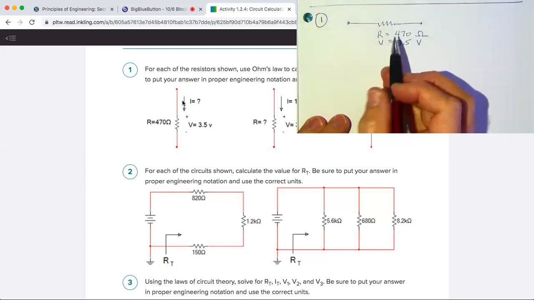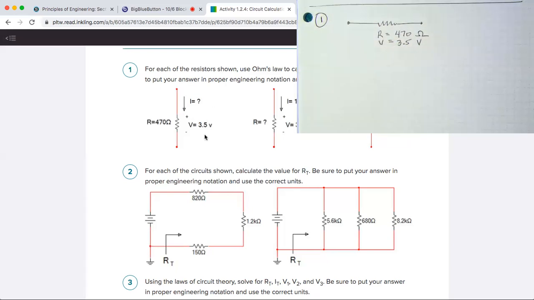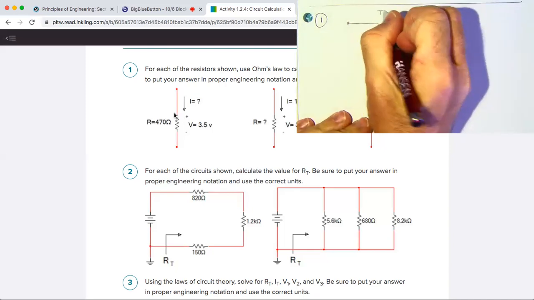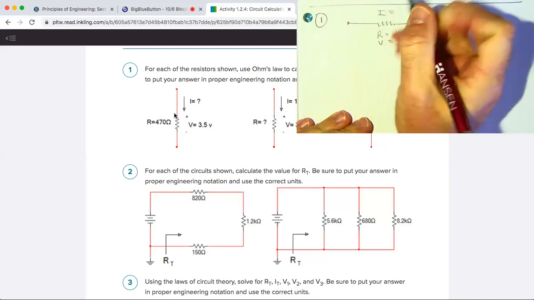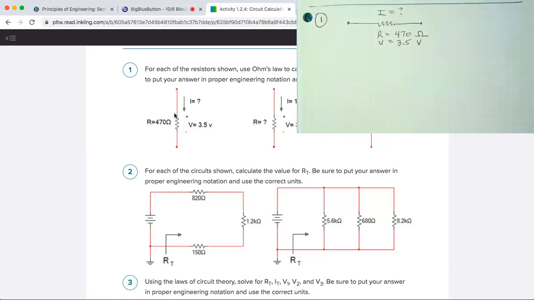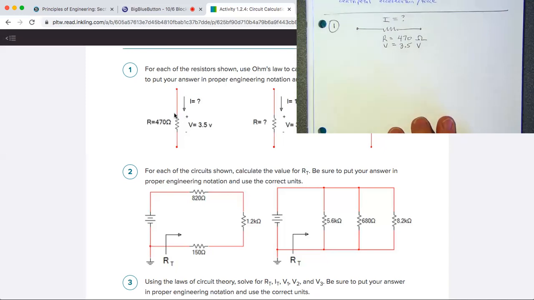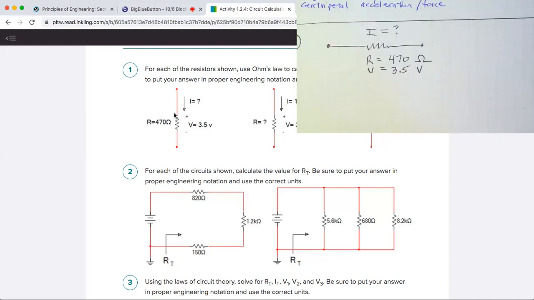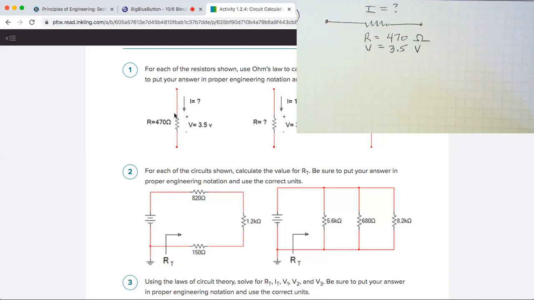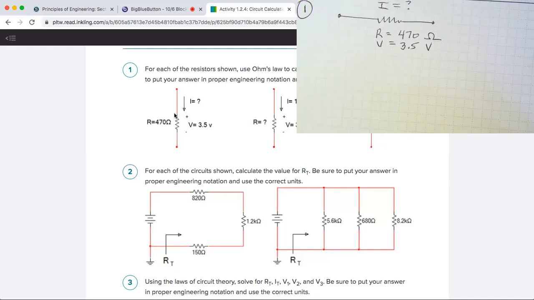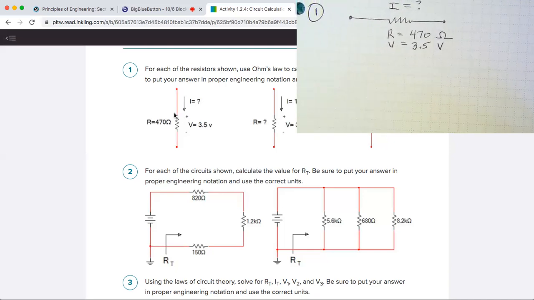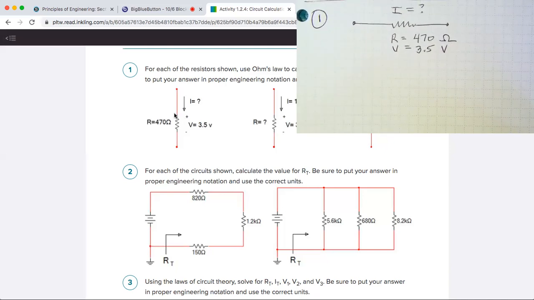And so what they're asking for here, I guess I can't point over here if you can see that. They're asking for I. I is the current. I don't know why the variable for current is an I. The variable for resistance is an R, and the variable for voltage is a V. And so with this, I'm still learning, everyone.